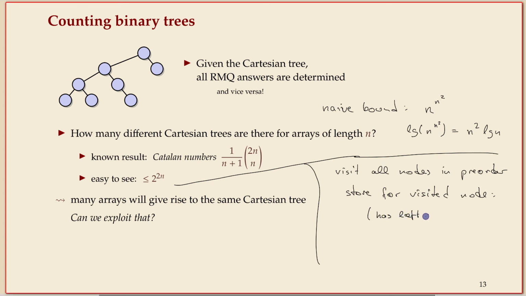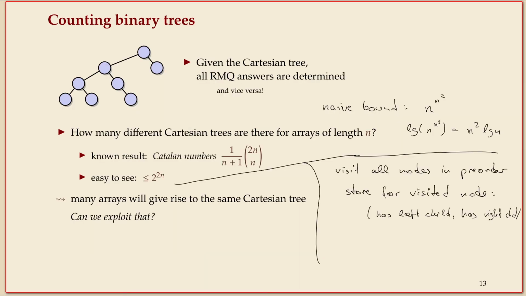Namely, whether or not it has a left child and whether or not it has a right child. So again, you visit all the nodes in pre-order. Whenever you visit a node, you output 2 bits. You append 2 bits to the encoded string. We'll practice that on the next slide, and maybe we'll do the decoding just on the next slide.